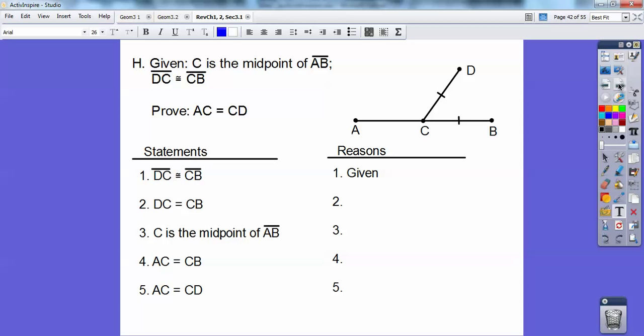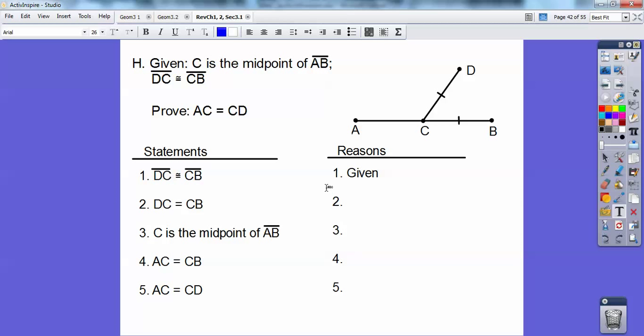All right, here's a proof right here. So given C is the midpoint, okay, the midpoint always divides segments up into equal segments. So I'm going to say equal segments in here somewhere. AC equals CB. In fact, there it is right there. So this is going to be definition of a midpoint.